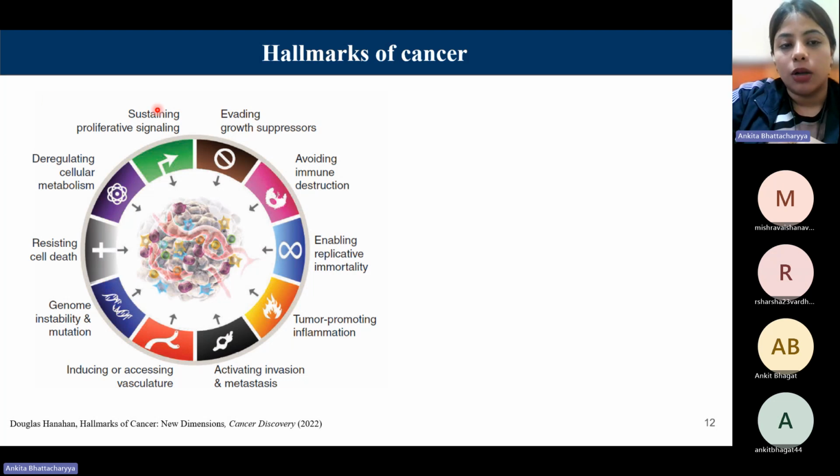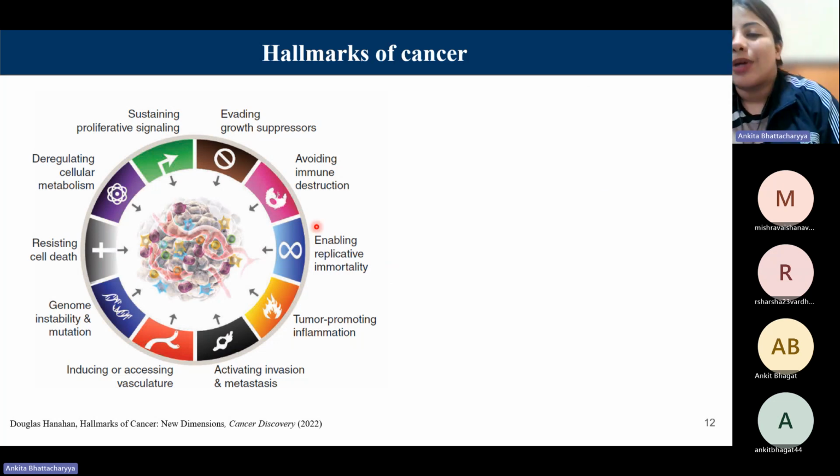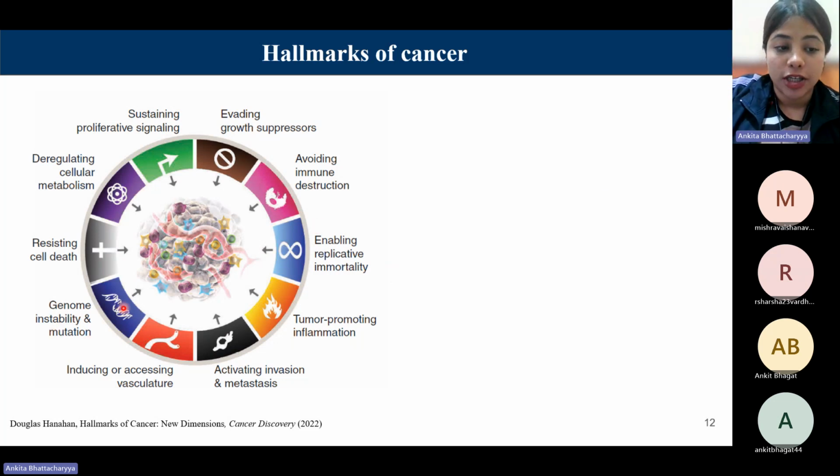Among these, the core hallmarks are: sustained proliferative signaling, evasion of growth suppressors, enabling replicative immortality, activating invasion and metastasis, resisting cell death, and angiogenesis, or basically inducing vasculature. These are the 6 we'll be discussing today. Apart from that, you can read about the rest of them. Genome instability and mutation is very, very relevant, but it was integrated as a hallmark much later, so I've not included it today.